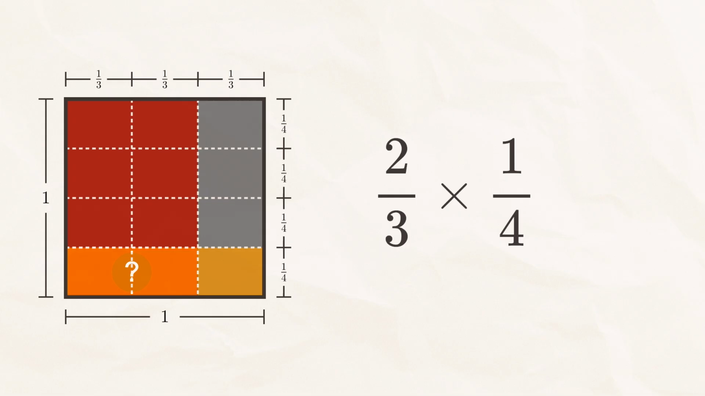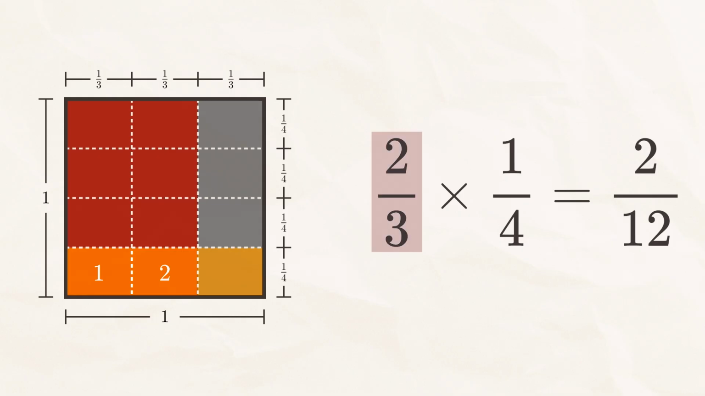Well, those dividing lines we drew with the marker have divided the 1 unit square into equal-sized rectangles. And there are 12 of them. So each one of those rectangles is 1/12 of the 1 unit square. And there are 2 of the little rectangles in the orange area, which means that the orange area is, drumroll please, 2/12. And that's the answer to our fraction multiplication problem. 2/3 times 1/4 is 2/12.